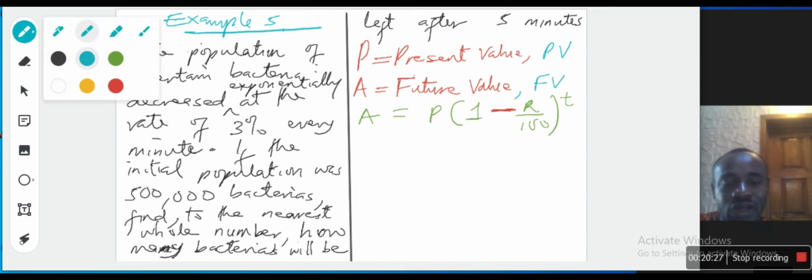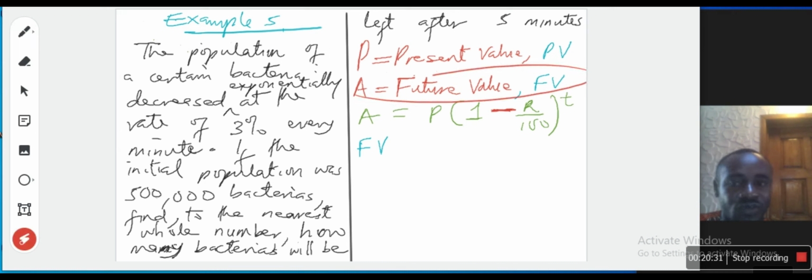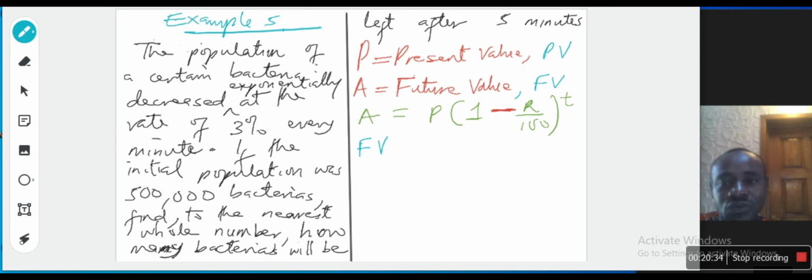You can still change it to all of that. So future value, because I said amount is the same thing as the future value. Future value is equal to what? Present value, which is the principal, times 1 minus the rate over 100 raised to power t, isn't it? So let's go. So what's the future value now?